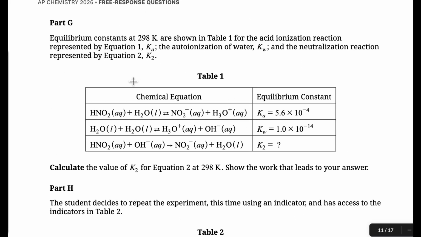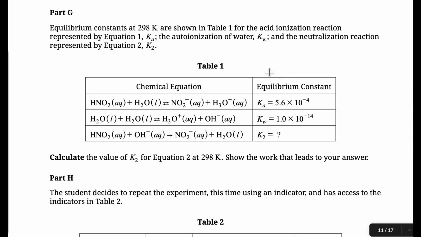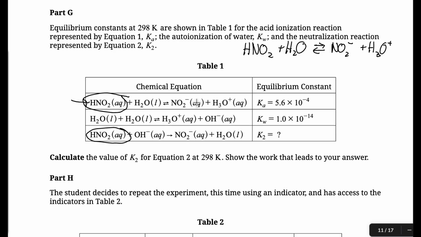Part G says equilibrium constants at 298 are shown, and then it says calculate K2 for equilibrium at 298 Kelvin. So everything here is at 298 Kelvin, so that's good to go. And we just want to manipulate this equation so that we can get this one right here. So we need HNO2 on our reactants. So we have that in this equation, so we're going to keep this equation how it is. So this is what we have so far, and we notice that this condition is met where we have HNO2 as a reactant and we have NO2 minus as a product.